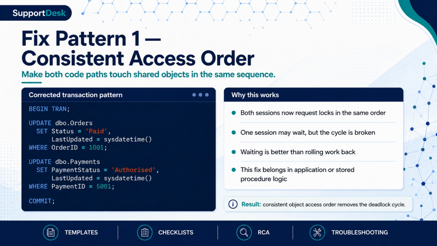The cleanest fix in this example is to make both code paths access resources in the same order. The corrected session B pattern updates orders first and payments second, matching session A. Now if both sessions run together, one may wait for the other to release the order row, but the cycle is broken. This kind of fix usually belongs in stored procedure or application transaction logic.